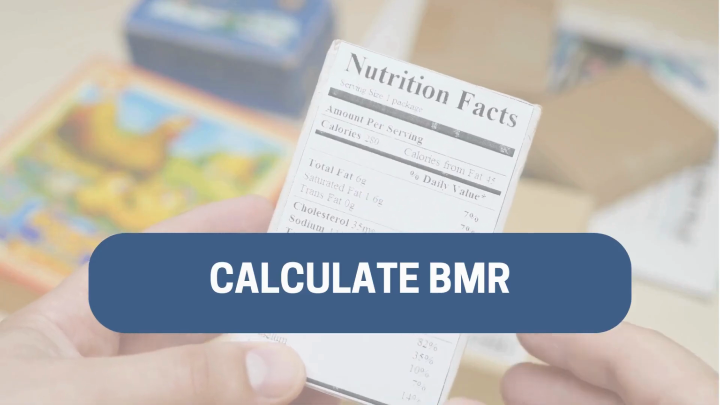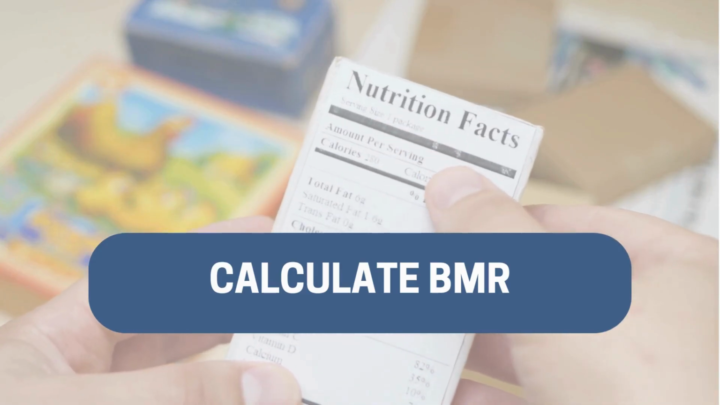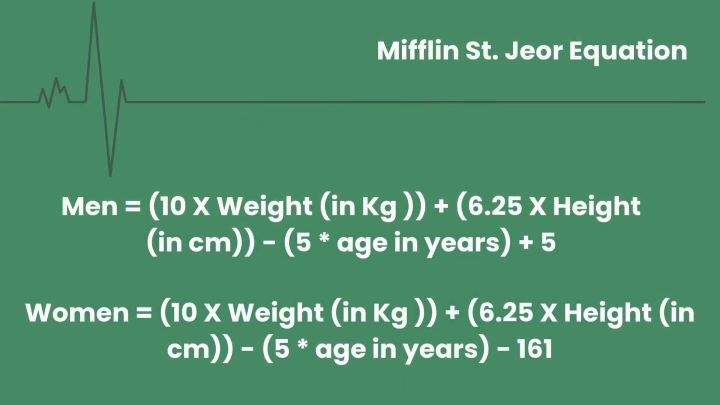How do we calculate the average calories for a person's BMR or basal metabolic rate? The calculation that is most often used is the Mifflin-St Jeor Equation. This is how you use it to calculate the basal metabolic rate.